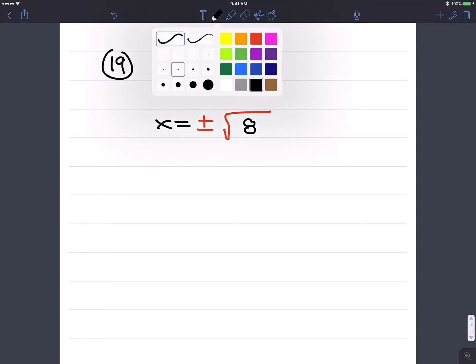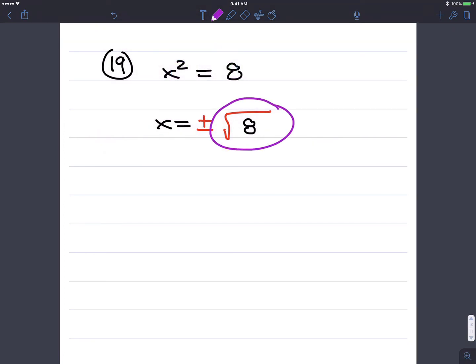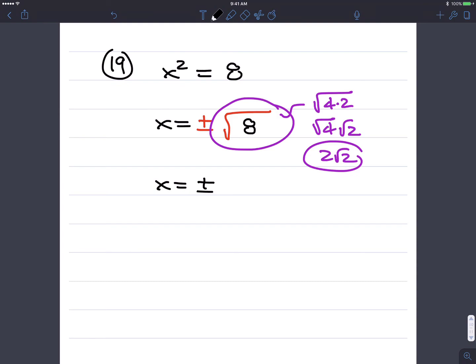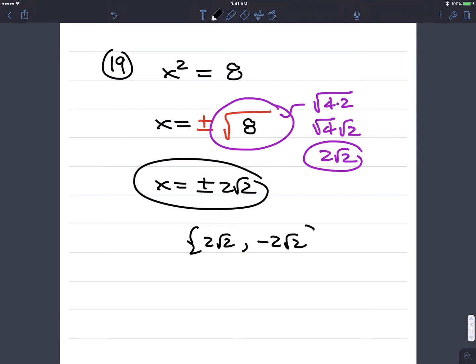So now this radical here, the square root of 8, we can't evaluate because 8 is not a perfect square. So you're going to have to simplify this square root of 8. And from past homework, 4 times 2 is 8, the square root of 4 times the square root of 2, 2 square root of 2. x is plus or minus 2 times the square root of 2. 2 square root of 2, negative 2 square root of 2. And you're done.